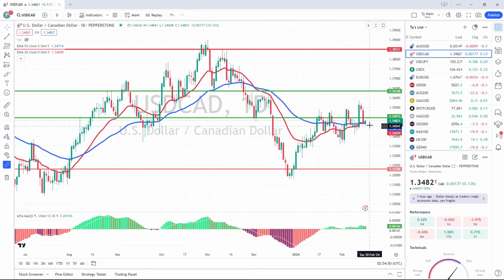And look for a potential move up, and if it does, a series of higher highs and higher lows in a smaller time frame, look for an opportunity to get back up to that sort of 135.50 in the first instance. I'll see how that one goes.